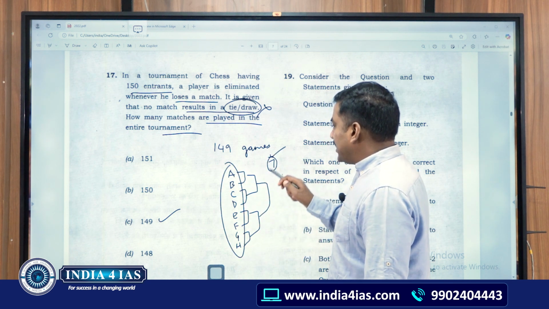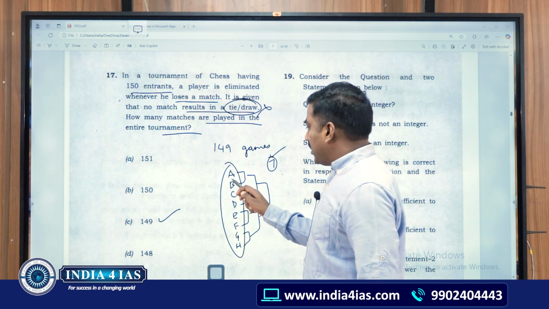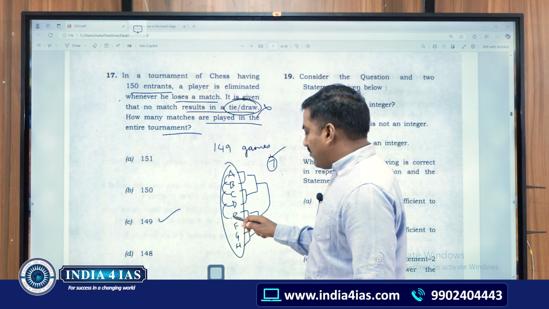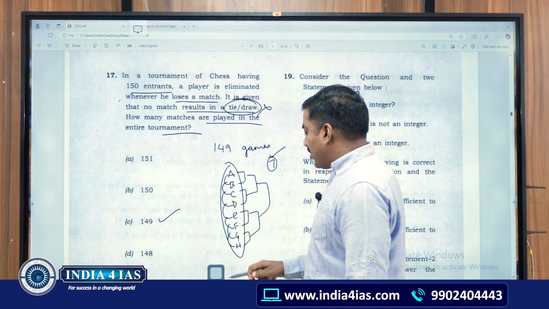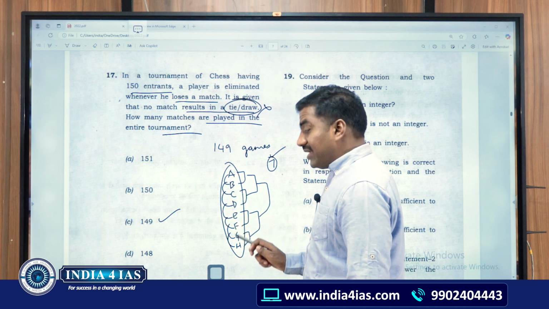So 7 matches, how should they be conducted to eliminate? Or we can make A versus B, the winner plays with this one, the winner plays with this one, the winner plays with this one, and the winner plays the last. So finally 1, 2, 3, 4, 5, 6, 7.